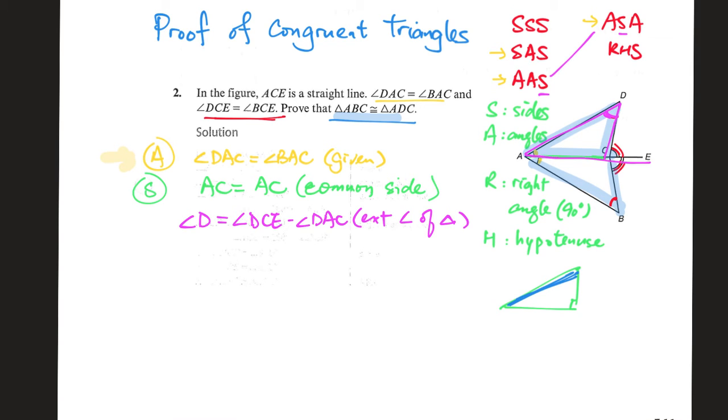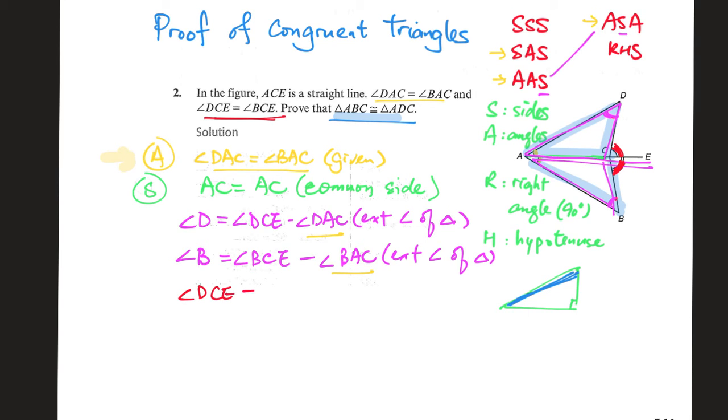Besides, you also see the angle at B, which we call angle B here. Let's highlight the lengths as follows. It is equal to angle BCE minus angle BAC, also by exterior angle of a triangle. Now please pay attention. You will see that DAC and BAC are the same. Besides the red ones, they are the same as well. I write here, DCE and BCE, so they are equal to each other because of the given information.